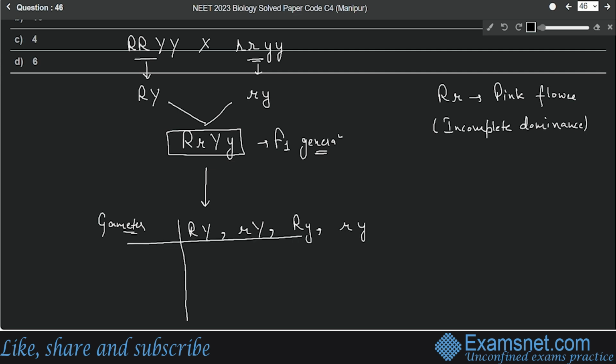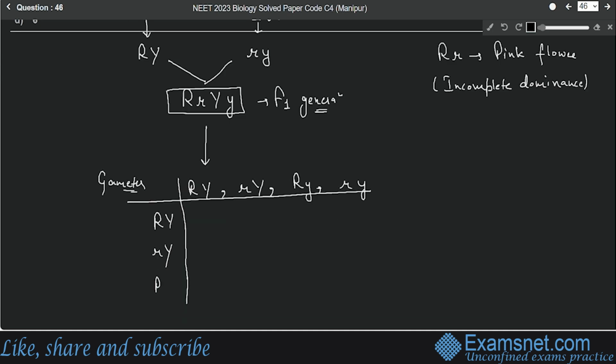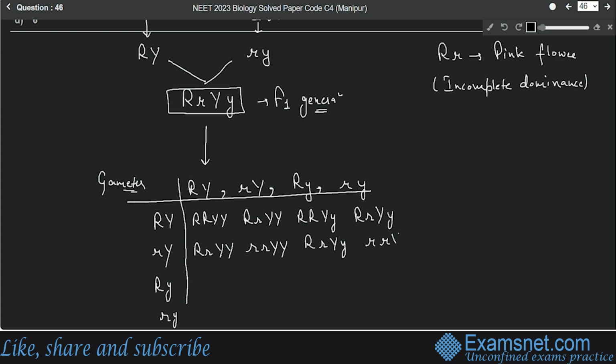Now self-crossing is done. That means again on this side also we write capital R, capital Y, then small r, capital Y, then capital R, small y, and at last small r, small y. So let's see. First we'll get capital R, capital R, capital Y, capital Y. Then capital R, small r, capital Y, capital Y. Then capital R, capital R, capital Y, small y. And here capital R, small r, capital Y, small y. Then in the second row we'll get capital R, small r, capital Y, capital Y. Then here small r, small r, capital Y, capital Y. Then capital R, small r, capital Y, small y. And then here small r, small r, capital Y, small y.